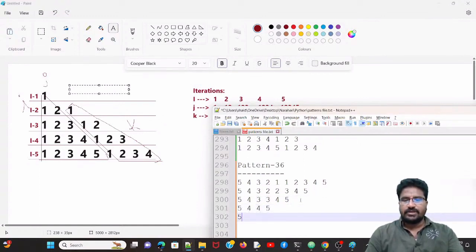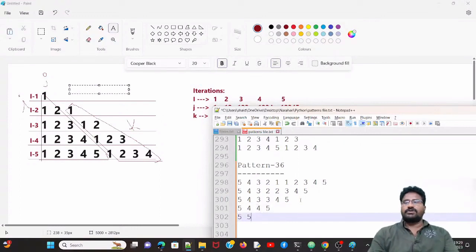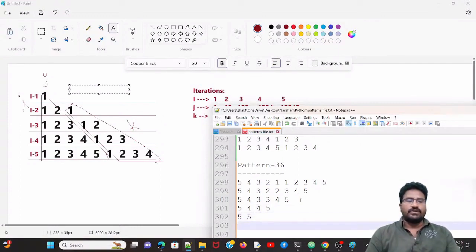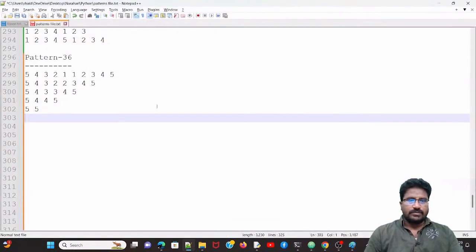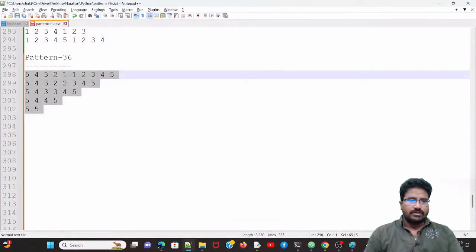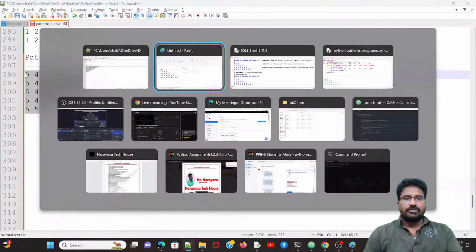Then what is there here? Just 5 5. That's all. All of you, this is a new pattern, guys. This is a new pattern. Okay. The same pattern. I'll copy from here.